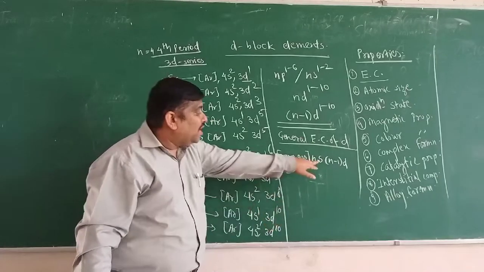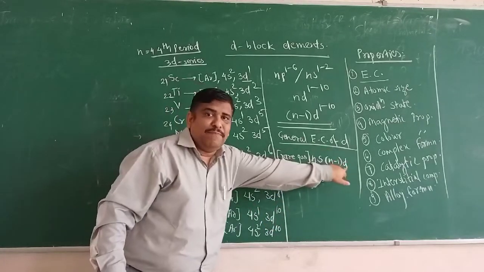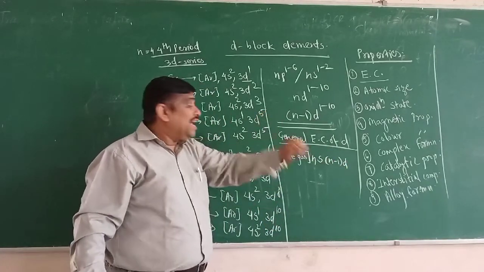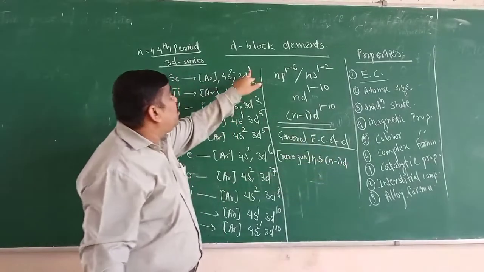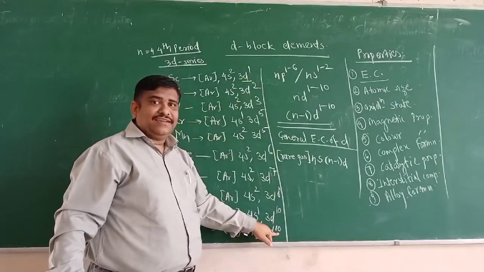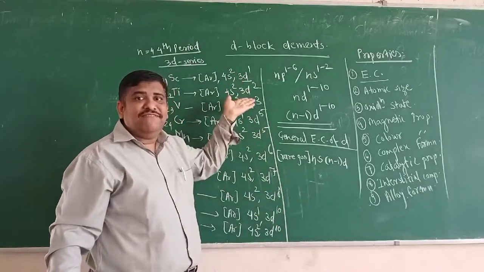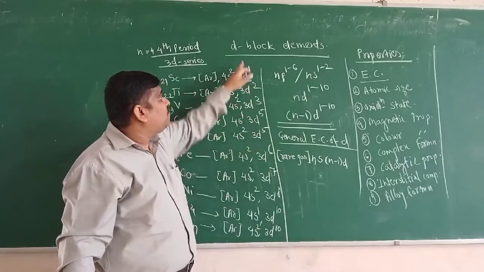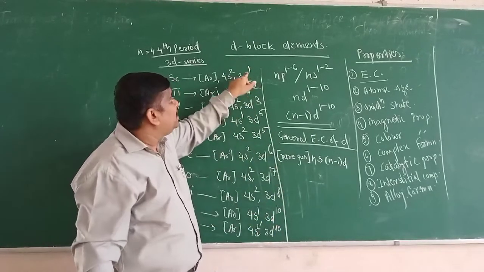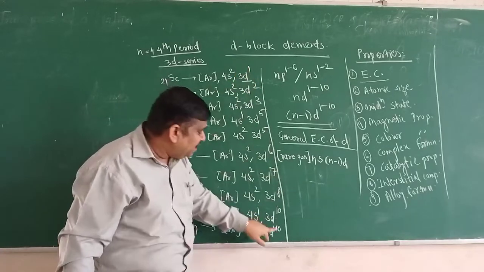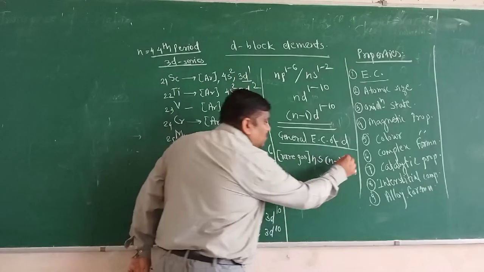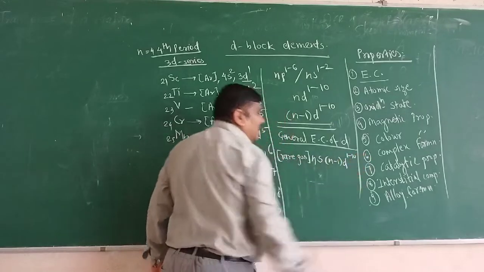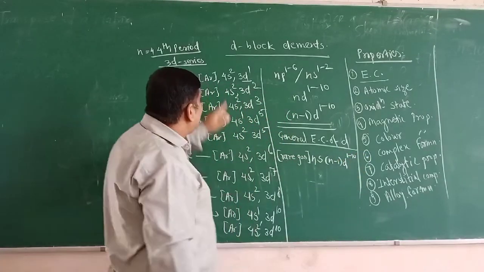Again, some points you need to write here. What is the capacity of this s and what is the capacity of d? Capacity of d is from 1 to 10 here. Do you have any other number? Do you have 11 here? No. You have the limit from 1 to 10. So the lower limit is 1, the upper limit is 10. So therefore (n minus 1)d 1 to 10 you can write here.